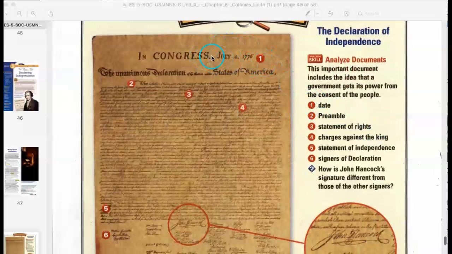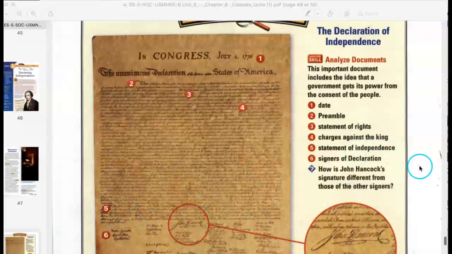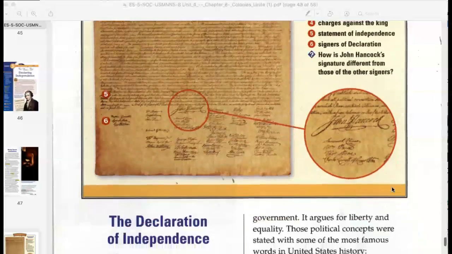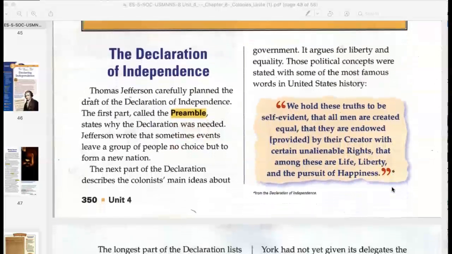So here's the date, July 4th, 1776. The preamble, before it gets to all of the rest of it, the introduction or preamble. The Statement of Rights, the charges against the king, the Statement of Independence, and the signers of the declaration. And notice the largest signature is John Hancock's. Here we go, the Declaration of Independence.